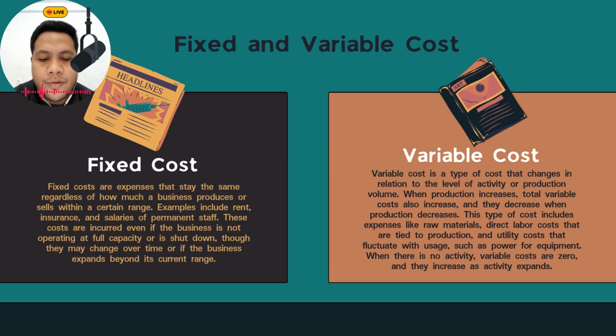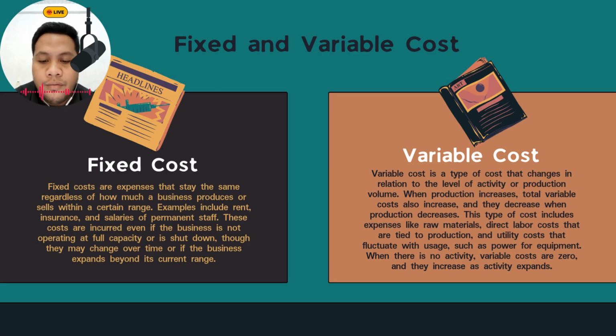Fixed cost is a type of cost that remains constant regardless of the level of activity or production volume within the relevant range. These costs do not vary with changes in output or sales in the short term. Examples include rent, insurance, salaries of permanent staff, and depreciation on machinery. Fixed costs are incurred regardless of whether a business is operating at full capacity or shut down, although they can change over different time periods or if the business expands beyond its relevant range.